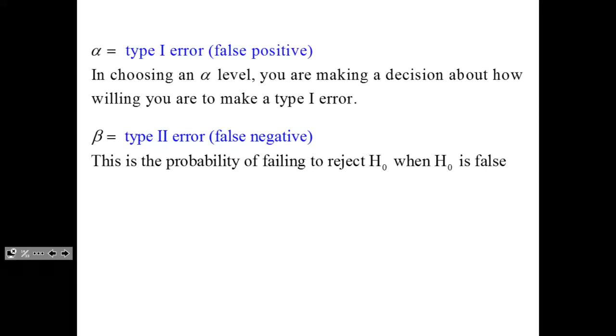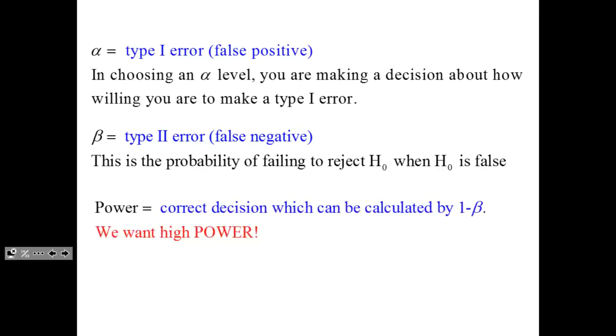At the same time, if I decrease my probability of making a false positive, if I decrease my alpha, say I want my alpha to be 0.01, I've actually increased the chance of a false negative. So there's a trade-off between those. If I want to lower my false negatives, I can increase my chance of false positives. Now, power, again, is a correct decision. We find it by 1 minus beta, and we normally want high power. This is the probability our test will correctly reject a false null. We want high power tests.